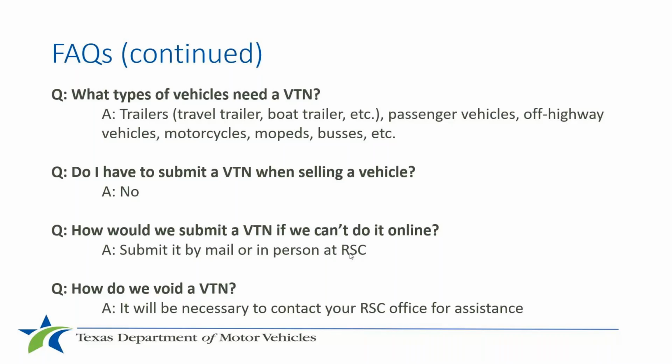Okay, and last question is how do we void a VTN? So this will be necessary to contact your RSC for assistance. So if you submitted a VTN and the information was wrong and you need to have it corrected, you need to contact a regional service center so that you can have that corrected, okay?